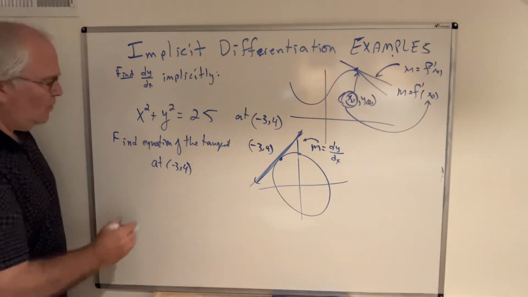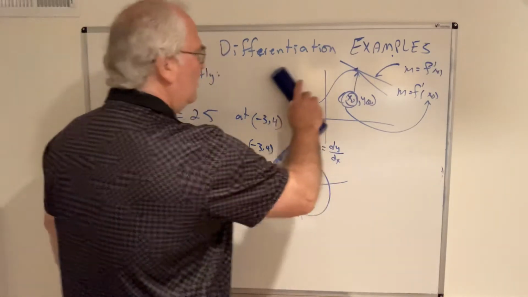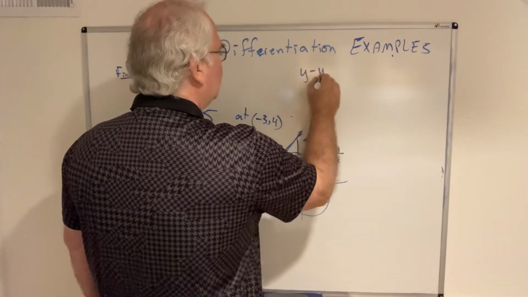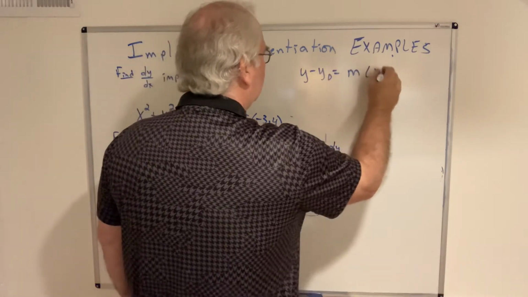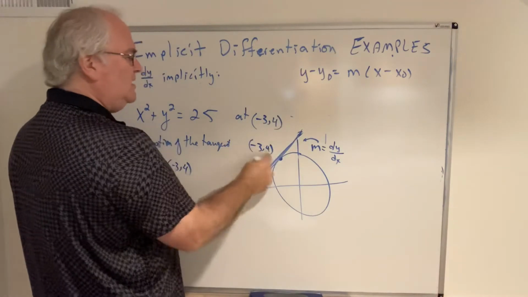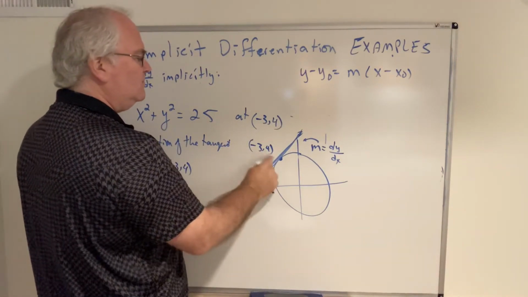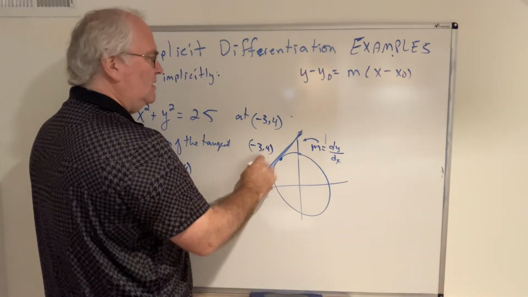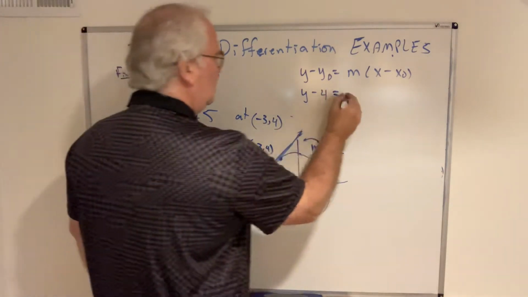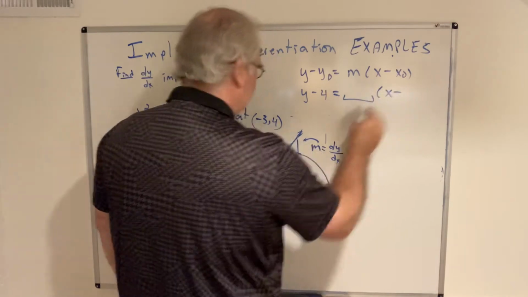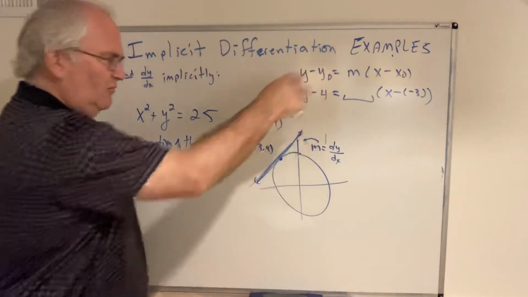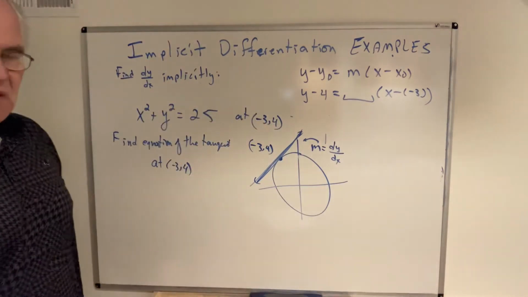So, what do we know? Let's just get rid of this part of the picture. We don't need that. We do know we have y minus y0 is equal to slope times x minus x0. That's always the case. And x0, y0 are the given coordinates, right? So we already have y minus 4 is equal to, don't know yet, x minus negative 3. And we'll fiddle with that later.